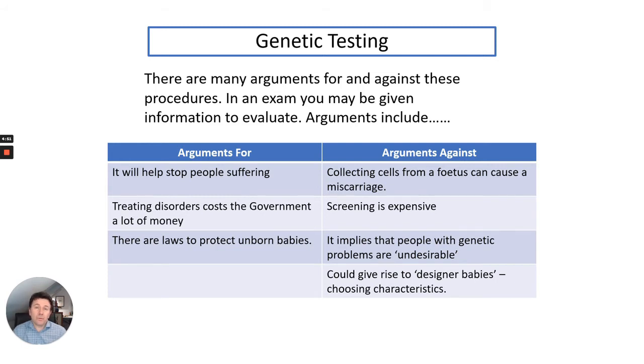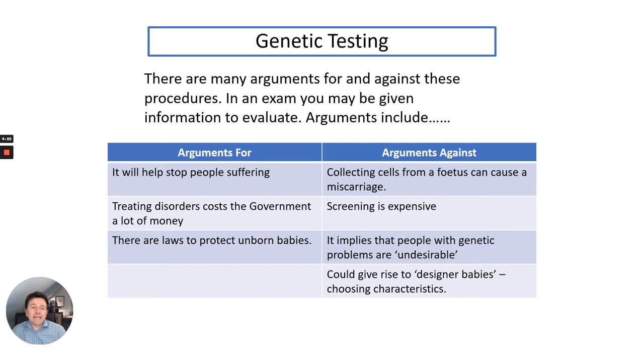Now, it might be worthwhile learning some arguments for and against genetic testing that will help you, but obviously if they say use the information, then you can use that information and maybe add some of your own information. So arguments for genetic testing are that it will help stop people suffering from genetic disorders. Also, treating disorders does cost the government a lot of money, and there are laws to protect unborn babies.